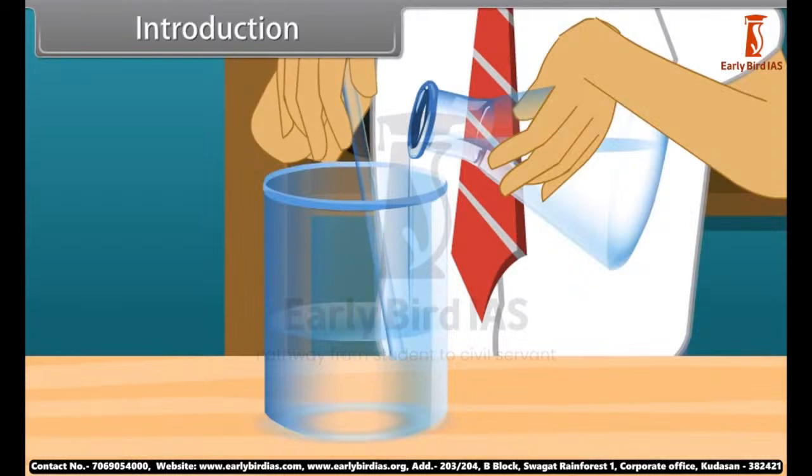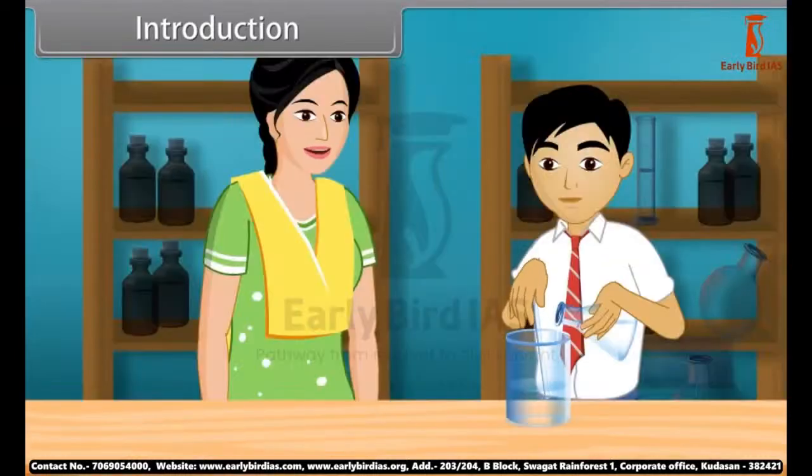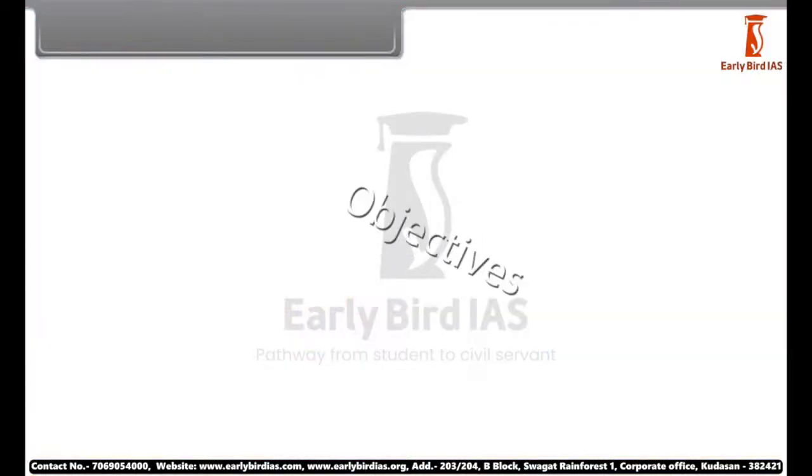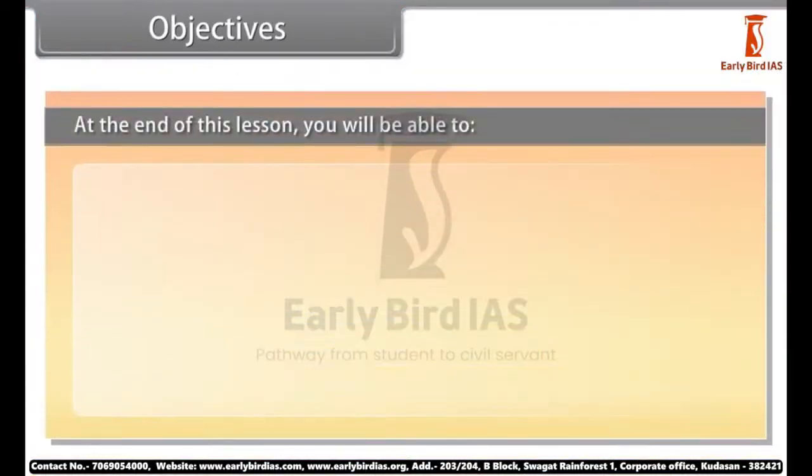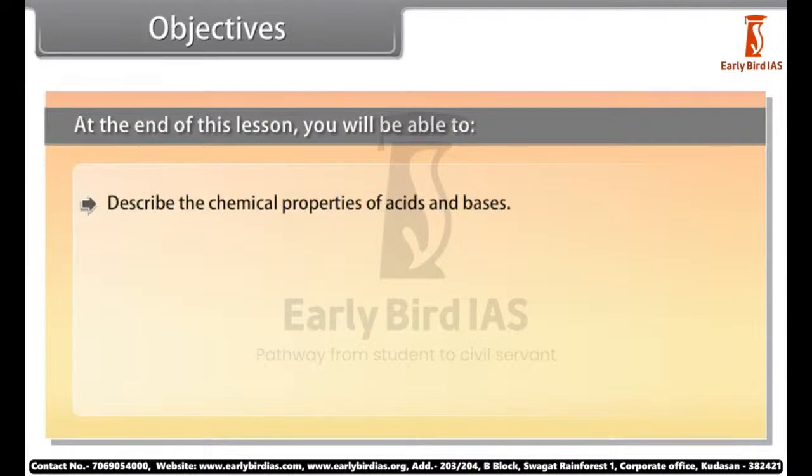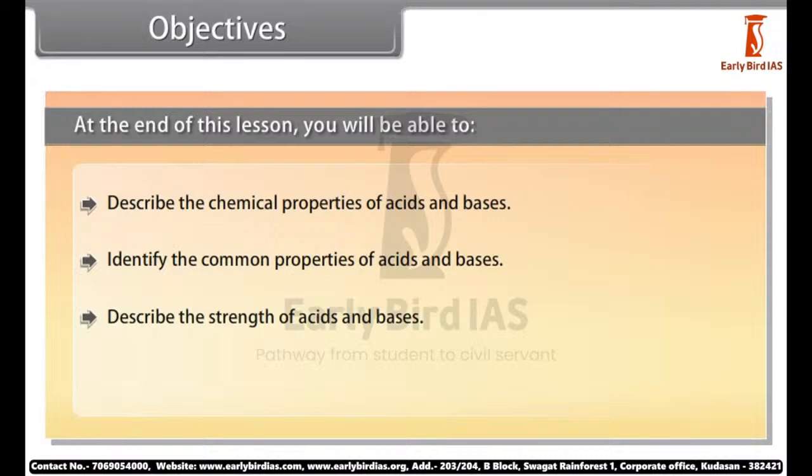Why is it so? Let me tell you, it is because of the reaction between acid and bases. Children, in this lesson we will learn about the chemical properties of acids and bases and about salts. Objectives. At the end of this lesson, you will be able to describe the chemical properties of acids and bases, identify the common properties of acids and bases, describe the strength of acids and bases, explain salts.